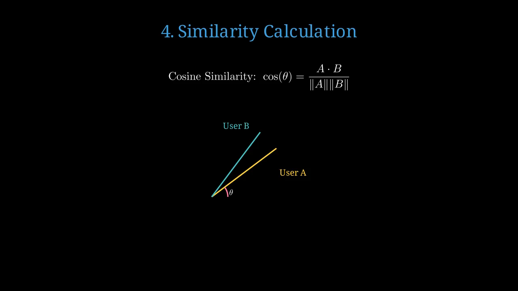To find similar users, we calculate similarity scores using mathematical formulas. Cosine similarity measures the angle between two user vectors. Higher values mean more similar preferences between users. When the angle theta between user vectors is small, cosine similarity is high, meaning these users have similar tastes.